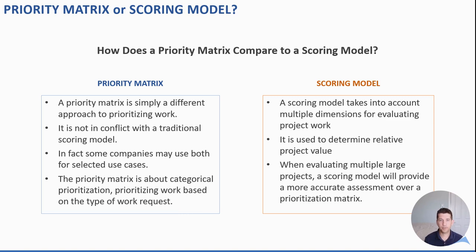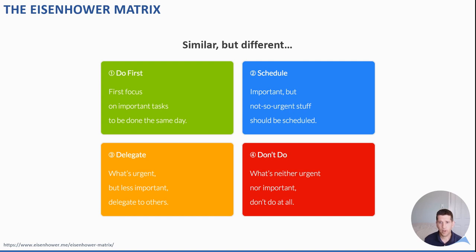So priority matrix can do operational and project work. Scoring models are just for projects. And I want to briefly highlight the Eisenhower matrix, because if you do a search for priority matrix, you're going to come across the Eisenhower matrix developed by President Eisenhower.